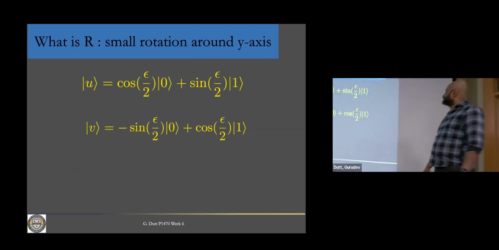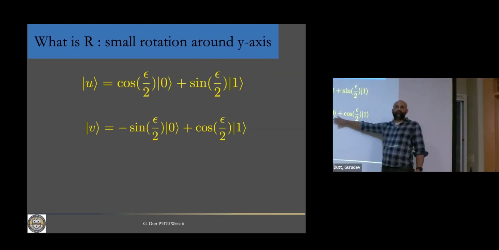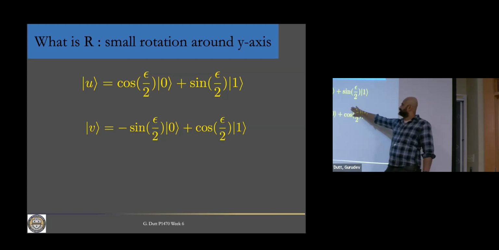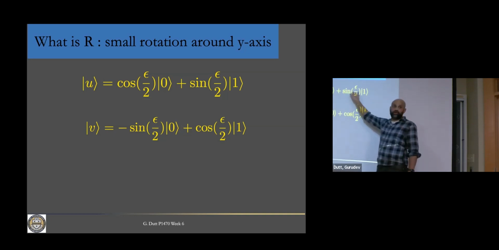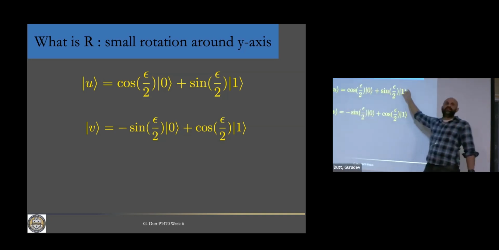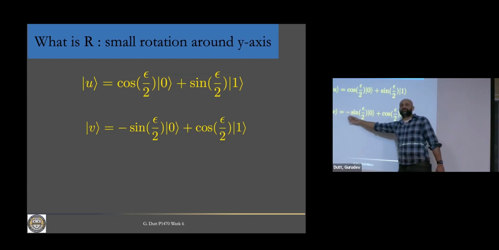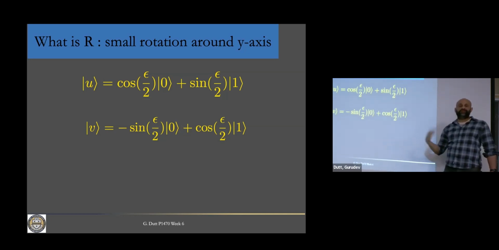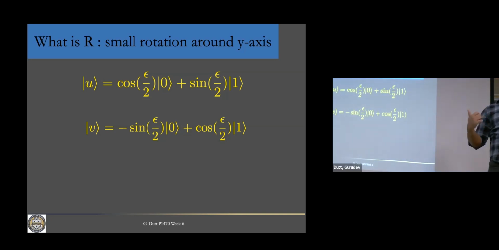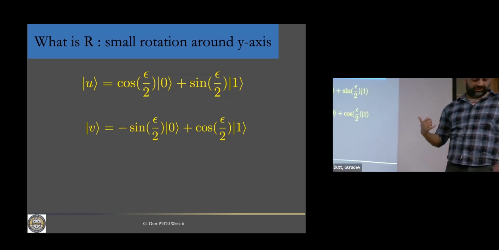Here are the states U and V. I'll show you how you got these states using the language of qubit gates. But you can see that if epsilon is a small angle, then cosine epsilon is almost 1 and sine epsilon is almost 0. So this is almost 0 plus a little bit of 1. And over here, this is a small bit of 0 with mostly 1. So U and V are close to 0 and 1, but not quite. They are slightly tilted. Everybody okay with these new states so far?